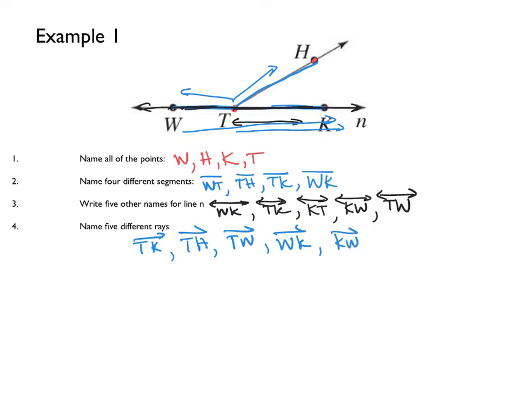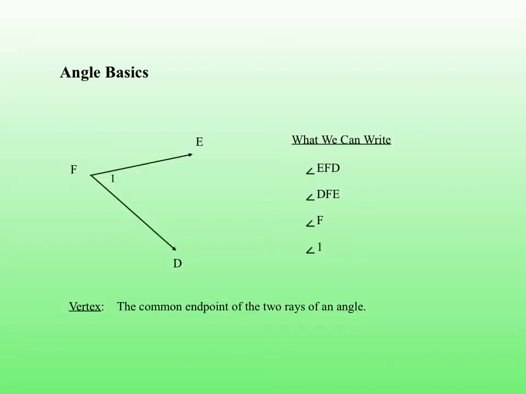Okay. I could go HT. Actually, no, I could not do HT because I need to start at my endpoint, and my endpoint is T. So that right there would be 5 different rays that you could use in this example. The next thing we're going to do is look at some angle basics.